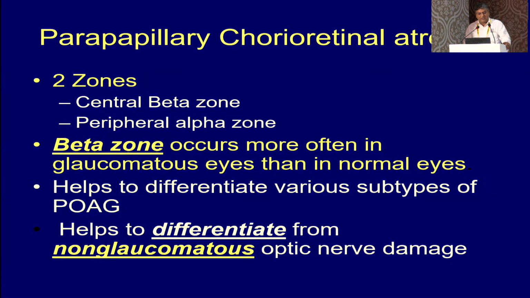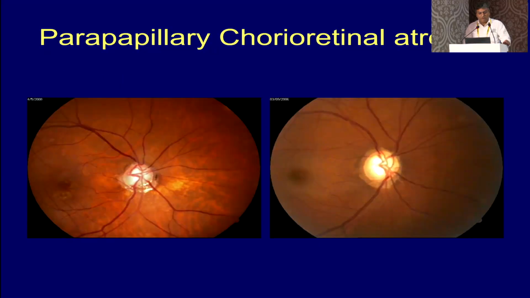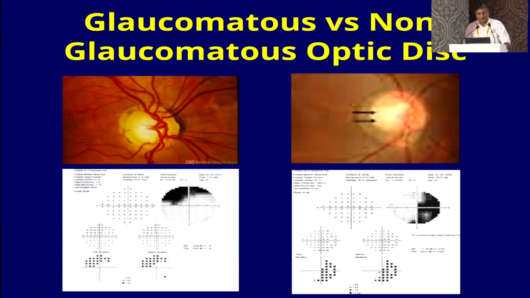So next comes the examination of the parapapillary region. Two zones are formed, the central is the beta and the peripheral is the alpha. The beta zone occurs more often in glaucomatous eyes than in normal eyes. It helps to differentiate various subtypes of glaucoma. So the peripapillary region becomes important in the evaluation of glaucomatous optic neuropathy, as Dr. Gursatinder has very rightly pointed out also.